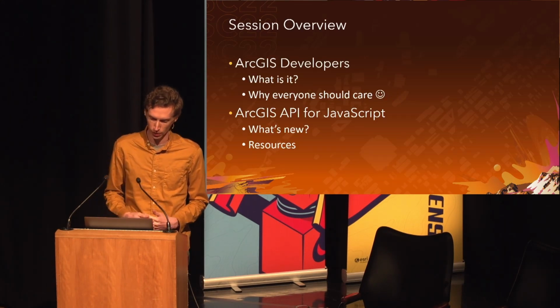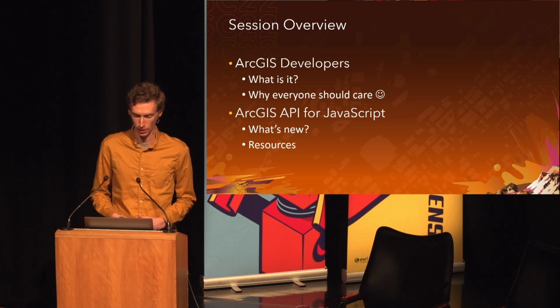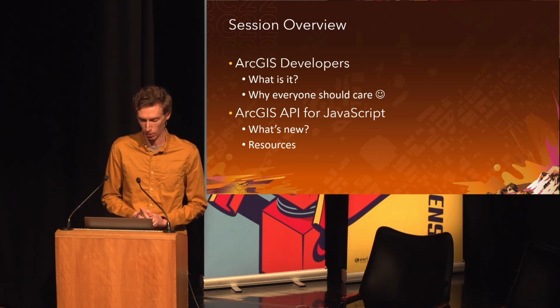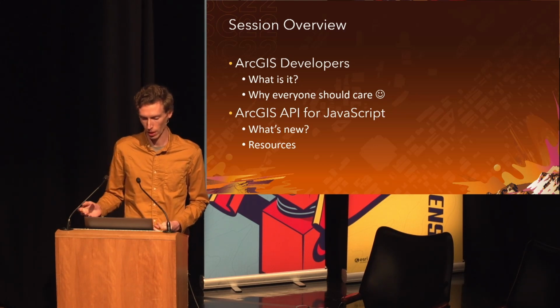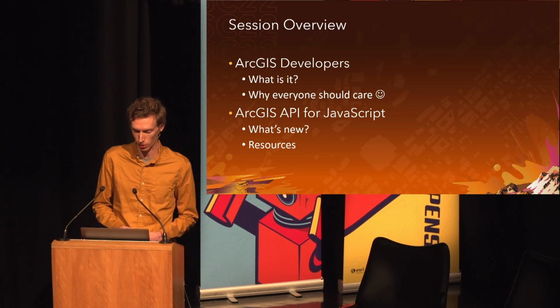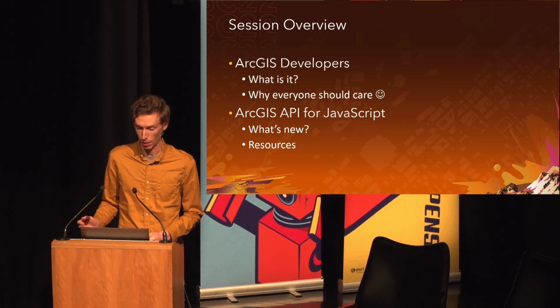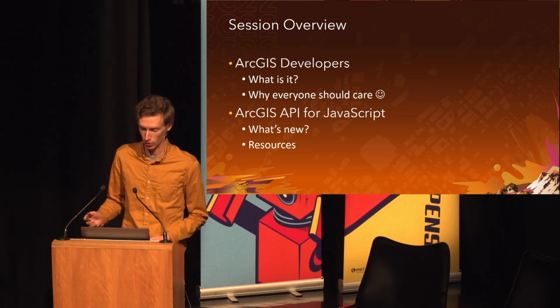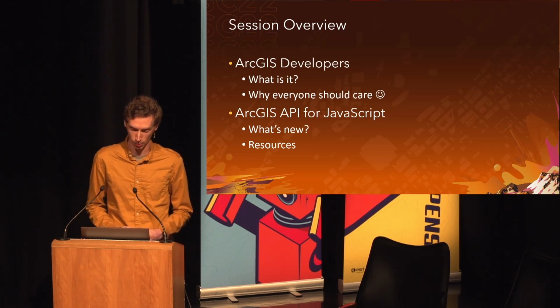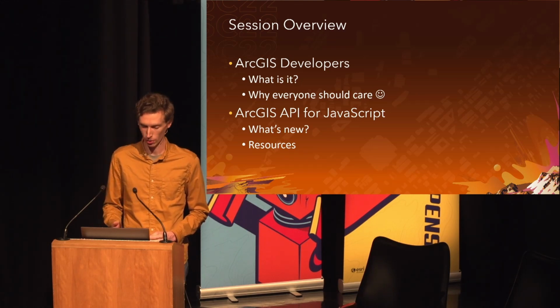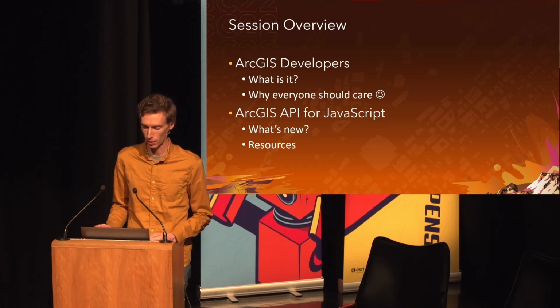We'll start off with a session overview so you know what to expect. Because we have two developer sessions running back to back now, we're going to start off by just having a quick look at ArcGIS developers as a whole, and that's going to help us put JavaScript into context. We'll have a look at what it is and why everybody should care, not just developers. We'll then move on to the star of the show, the ArcGIS API for JavaScript. We're going to be focusing on what's new. I'm going to show you some specific examples of functionality.